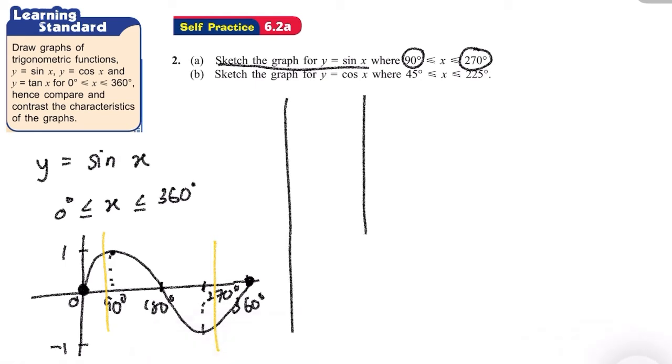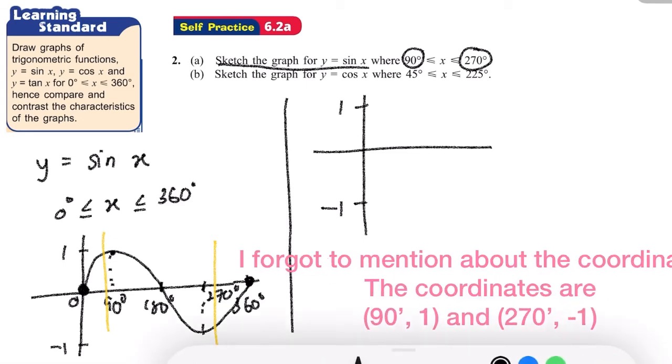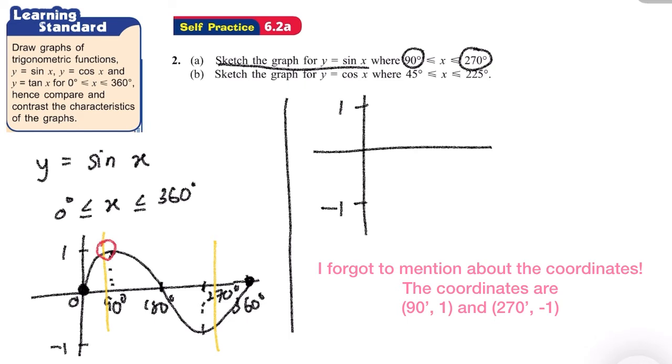So we draw our graph again. Here is 1, here is -1. Now the graph starts from here and ends here, where this is 90 degree, the last point is 270 degree, and in the middle is 180 degree.